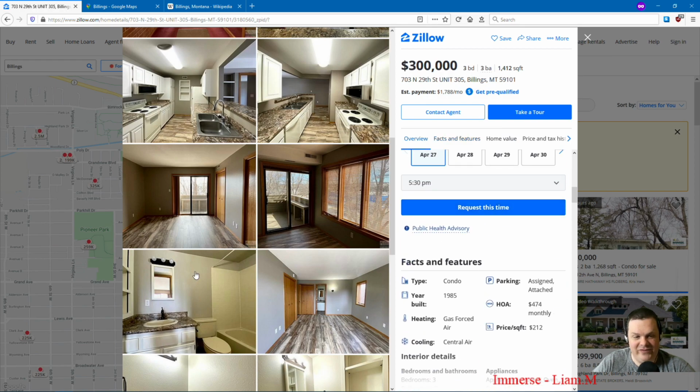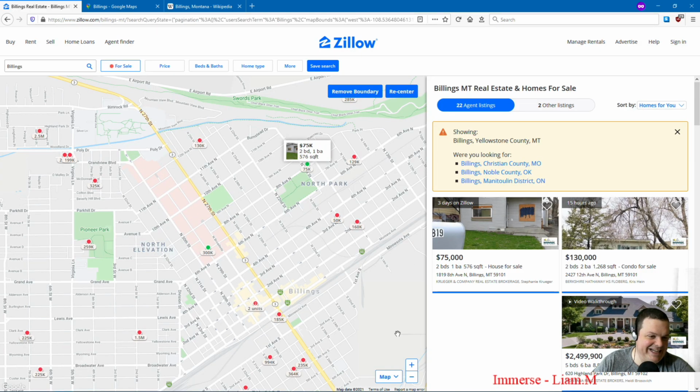There's an HOA fee in this place too. I would never ever live in this place. Not for a day. Alright, let's keep shopping.